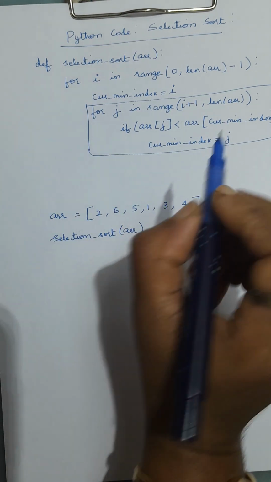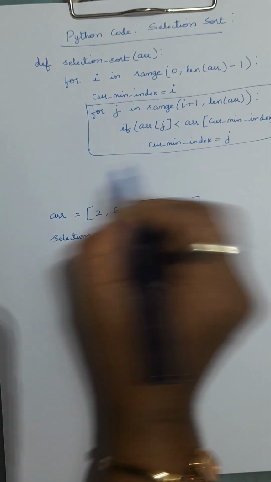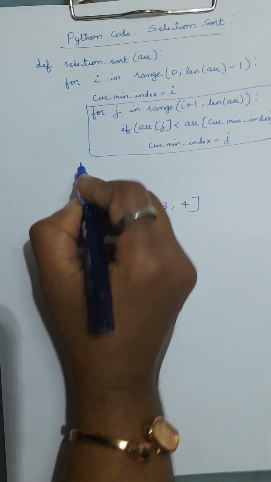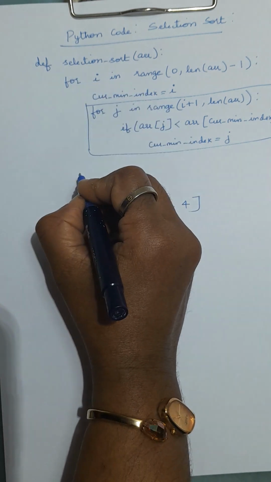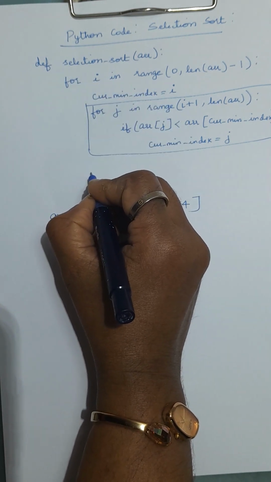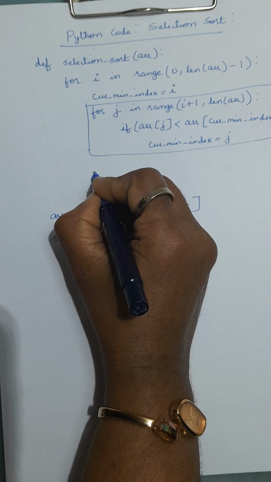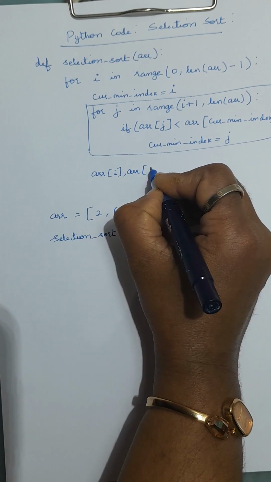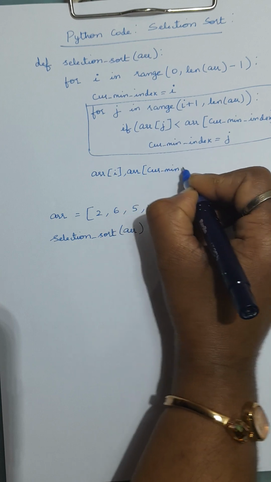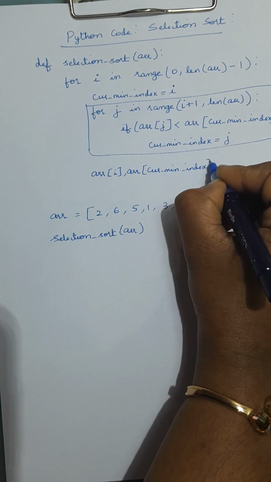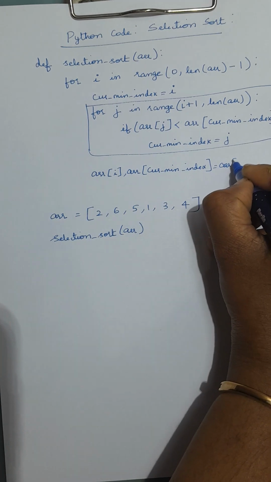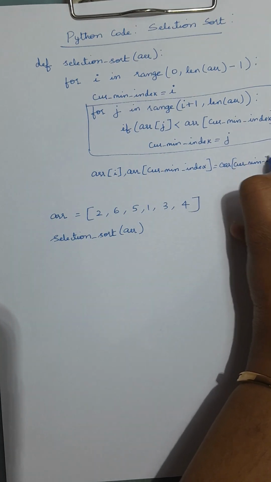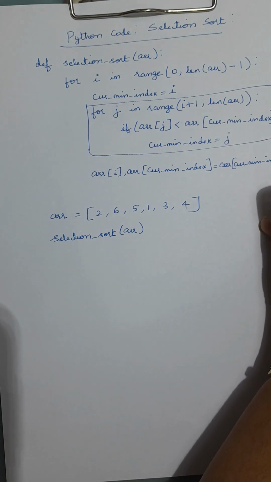And then once after finding out the minimum array element, we have to swap. So swapping is done after the innermost for loop, before moving on to the next iteration. That is, after this for loop, array of i, array of current_min_index is equal to array of current_min_index, comma, array of i.